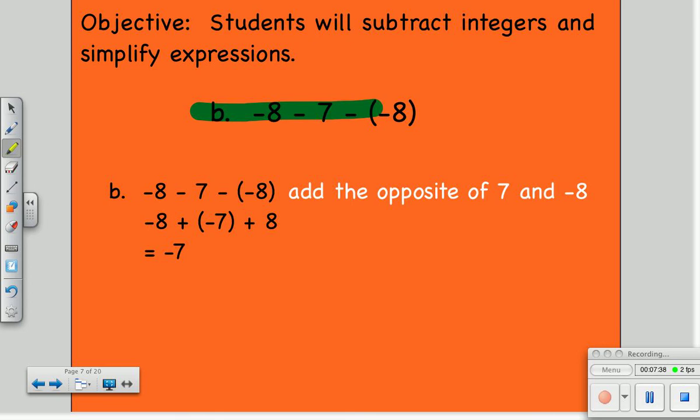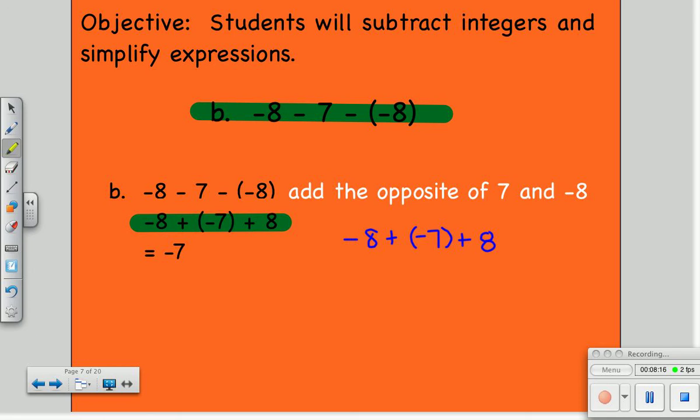Letter B, negative 8 minus 7 minus negative 8. So again, we're going to take our negative 8, leave it the same, change this subtraction to addition, change 7 to negative 7. Change subtraction again to addition, change negative 8 to positive 8. I'm going to rewrite this to show you how I would do it instead of doing all of it at once. So now I have negative 8 plus negative 7 plus positive 8.